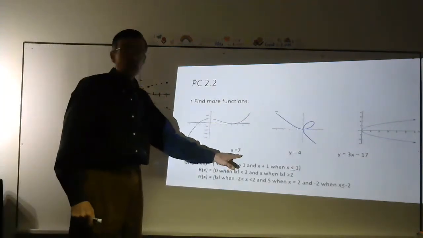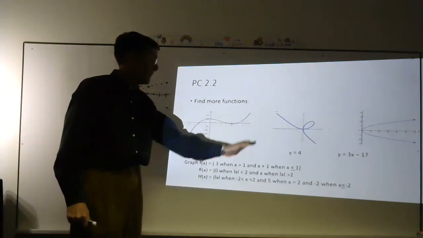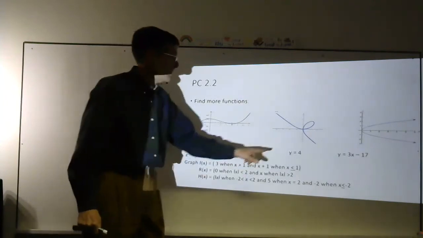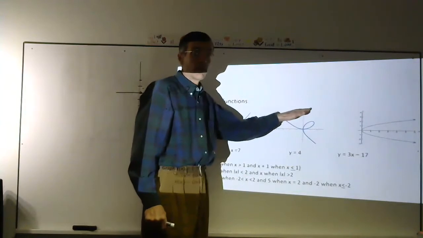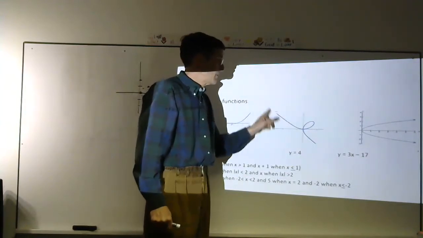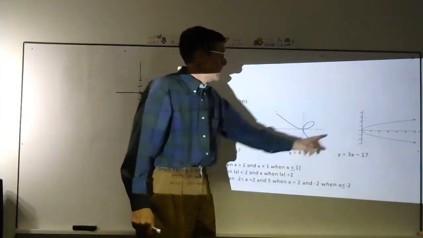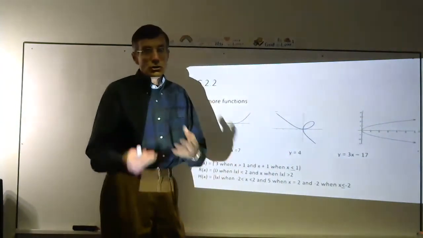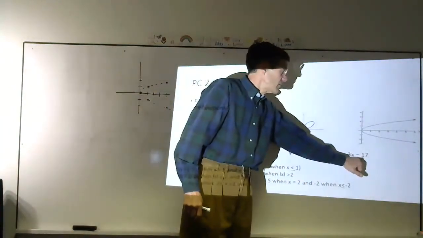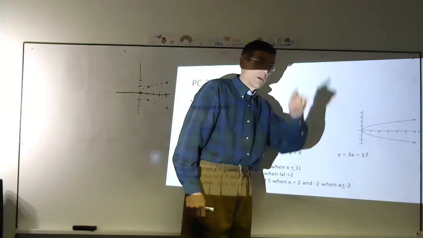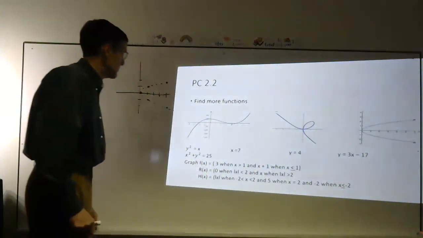We talked about this in chapter 1. x equal to a number, x equals 7, is a vertical line going through 7, not a function. y equals 4, a horizontal line going through 4, is a function because it does not fail the vertical line test. It only hits 1 point. y equals 3x minus 17, you should recognize that as a linear equation. Hits the y-axis at negative 17, has a slope of up 3 and over 1, up 3 and over 1. Yes, indeed, it is a function.